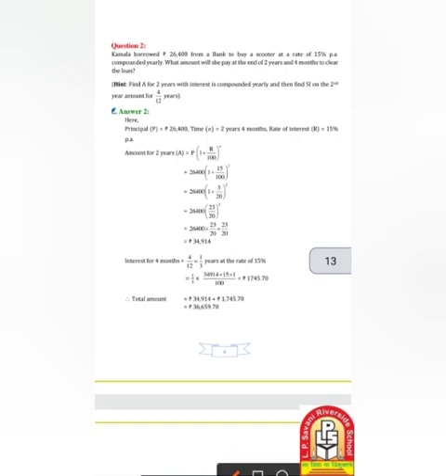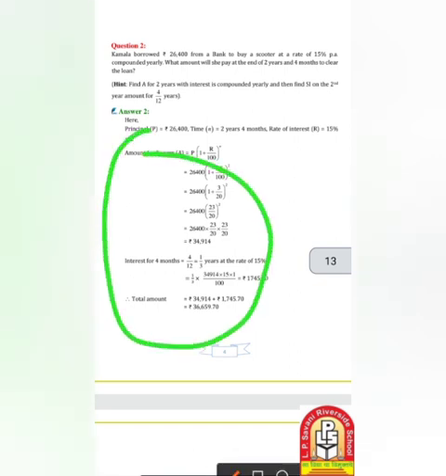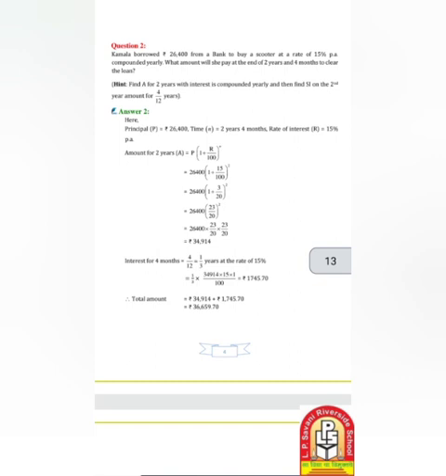This example is in your homework, so let's try it, and I already completed that in the Zoom class also. So try this example by yourself.